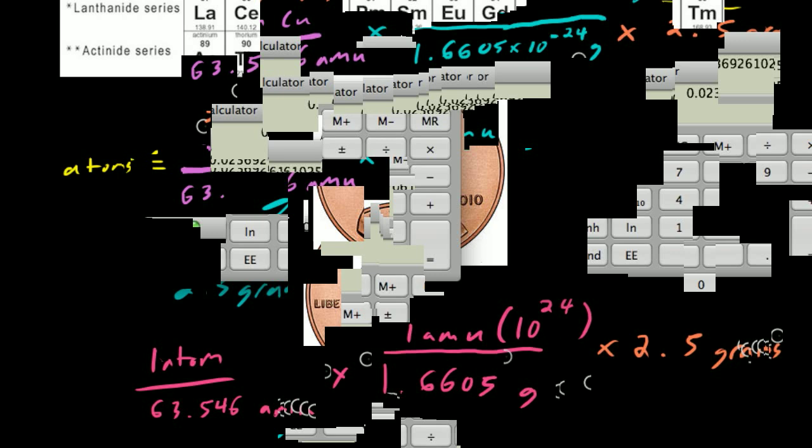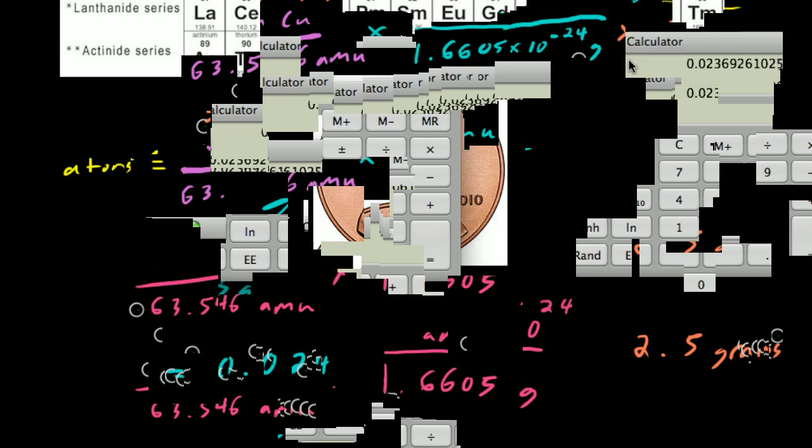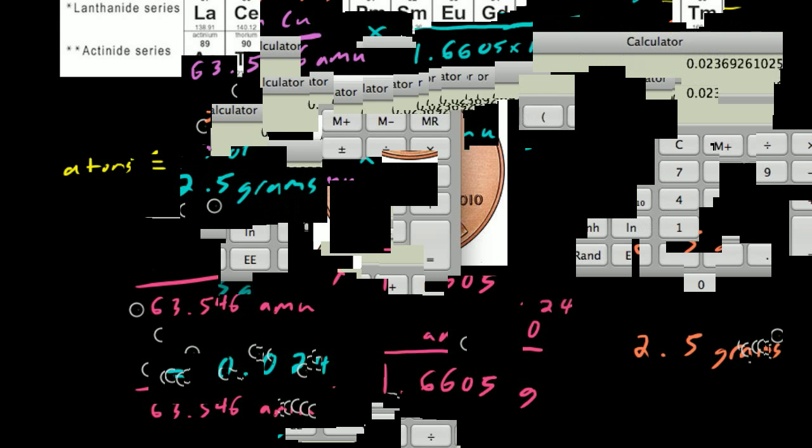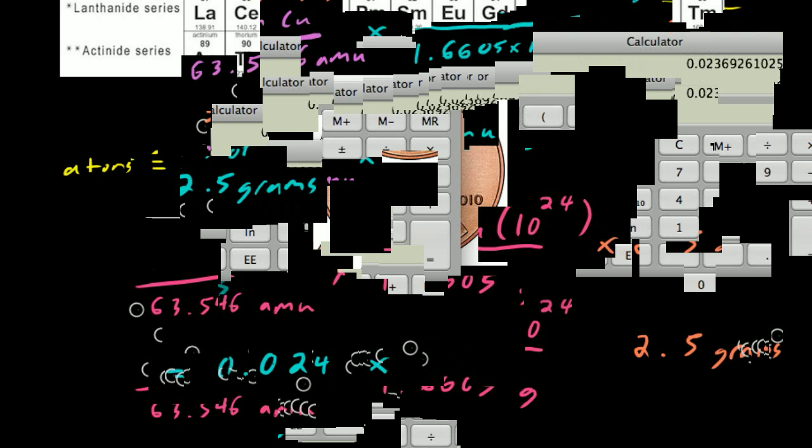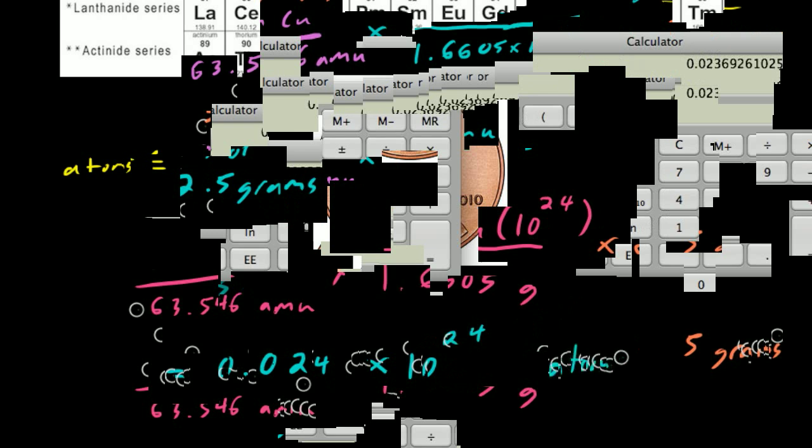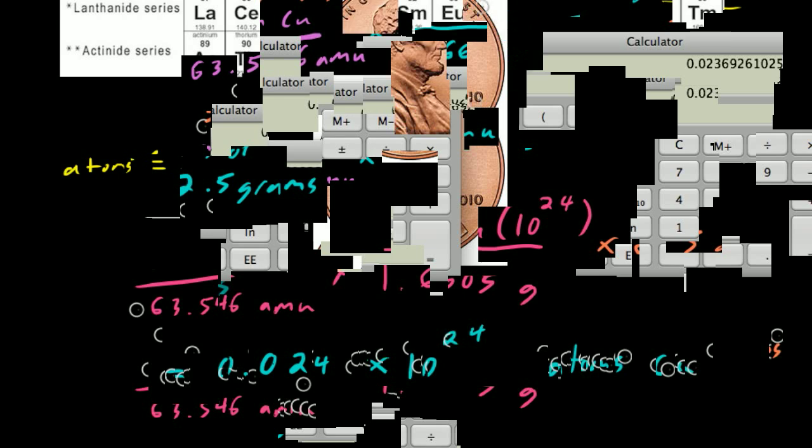So let me go ahead and write that down. We have our final answer, or we're close to our final answer. We're not quite there yet. I think it's 0.24. I'll check again in a sec. One sec. Yeah, that's it, 0.024 because we had two significant figures. And then we're going to multiply that times 10 to the 24th. And this is how many atoms of copper are in this entire penny.